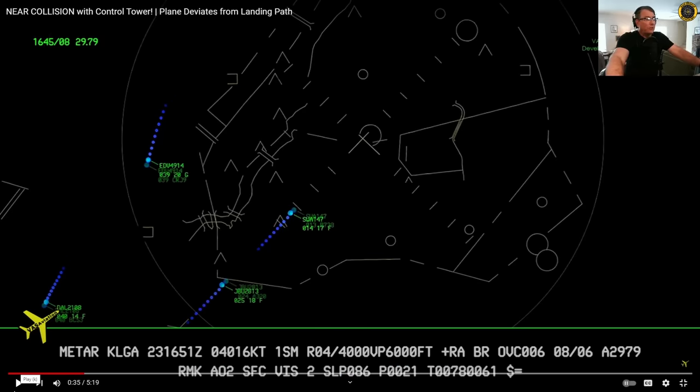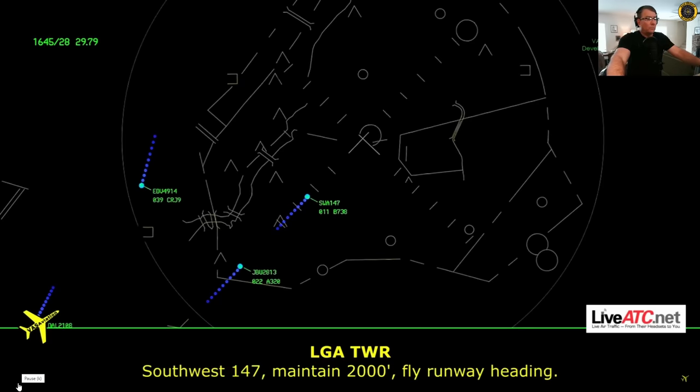Here's the METAR, or the weather at the time of the incident. Winds 040 at 16 knots, 1 mile visibility, runway visual range varying between 4,000 and 6,000 feet, overcast at 600 feet.